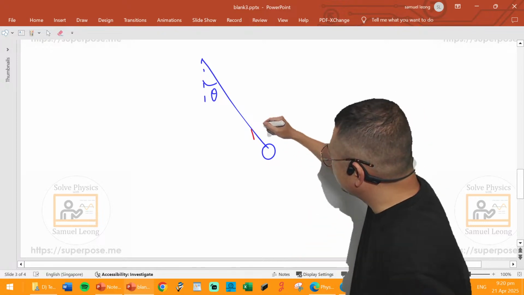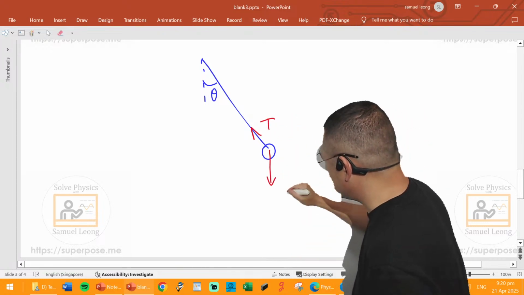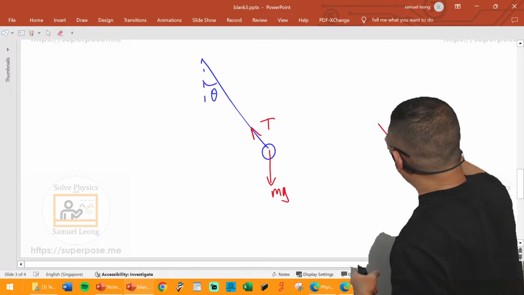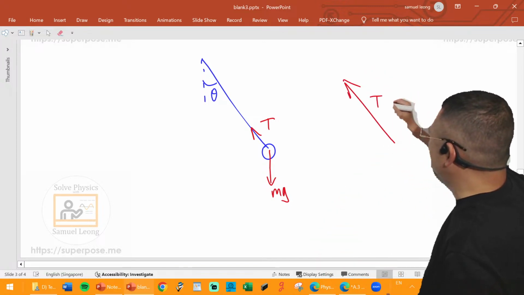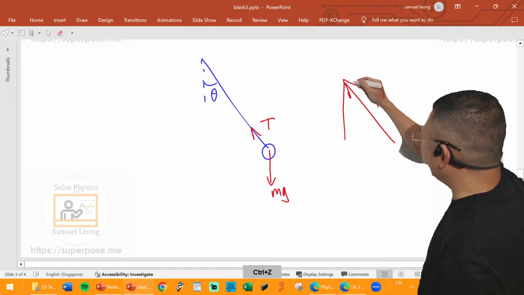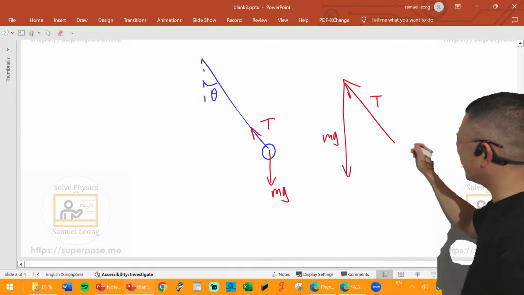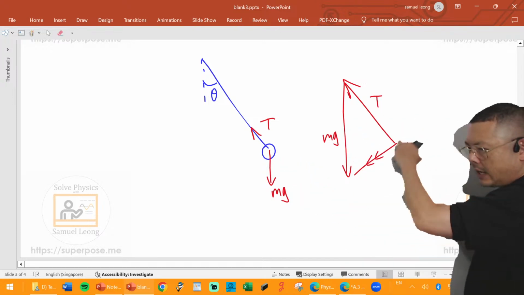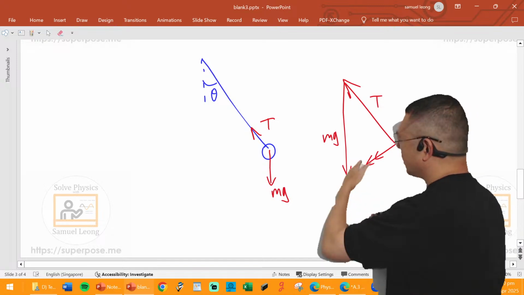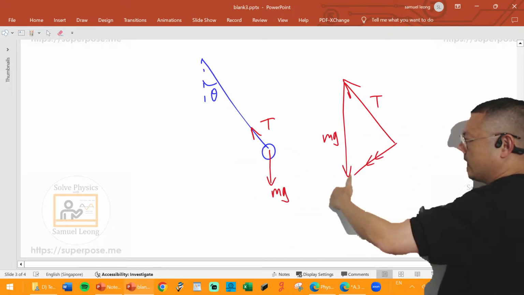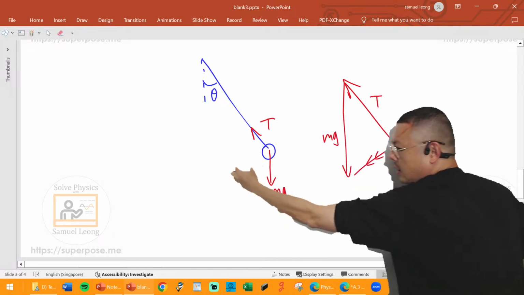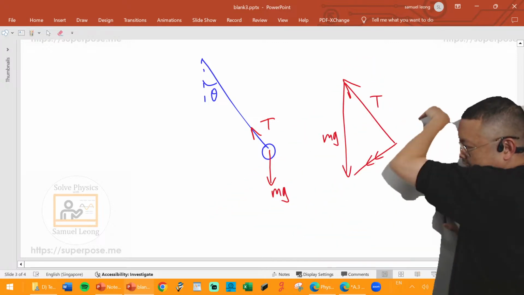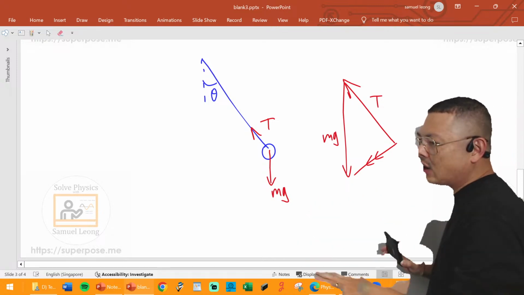We need to recognize that there's a tension here and then there's an mg here, and we need to find the resultant force. The resultant force should actually be pointing downwards like this. I would expect the resultant force to be pointing somewhat downwards, because when you raise a pendulum to the side, it's going to accelerate down, at an angle downwards. Again, this is not like circular motion.